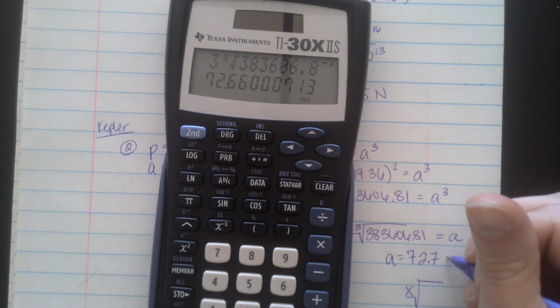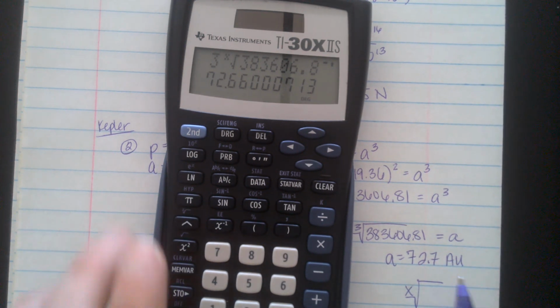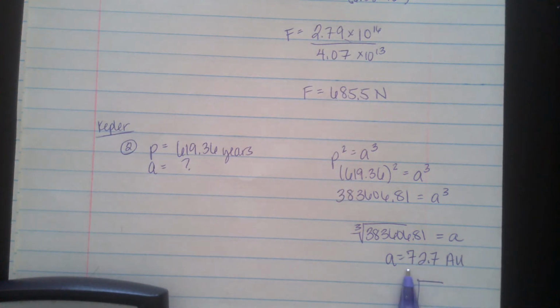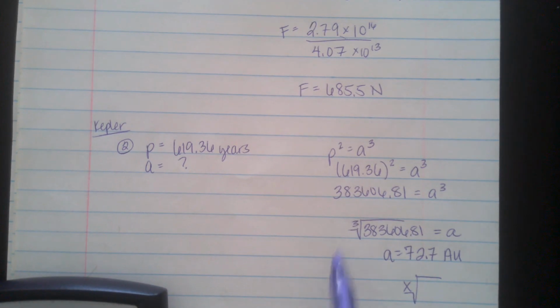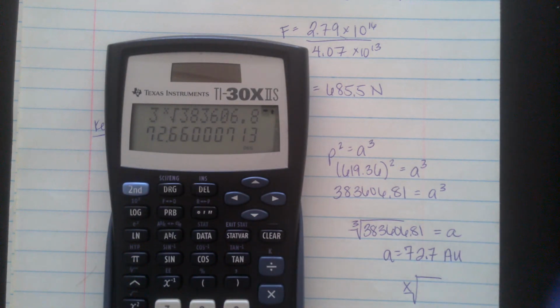So A is 72.7, and then A is measured in AU, capital AU. The average distance from the Earth to the Sun is 1 AU. So this dwarf planet is about 73 times the distance of the Earth to the Sun. So if you're using a calculator on the computer, you can type into Google cubed root of, and then this number, and Google will solve for you. So if you're not using a calculator this year, that's the other way to solve it.